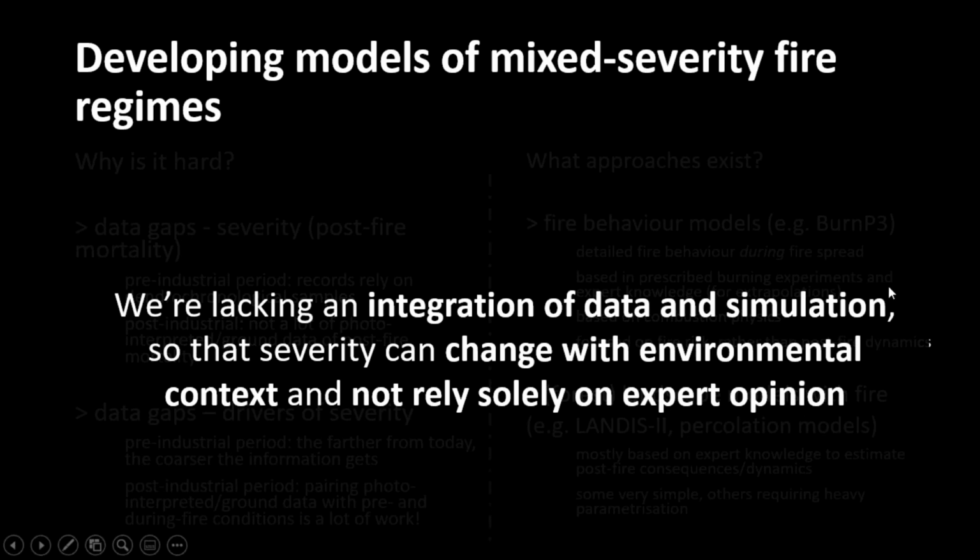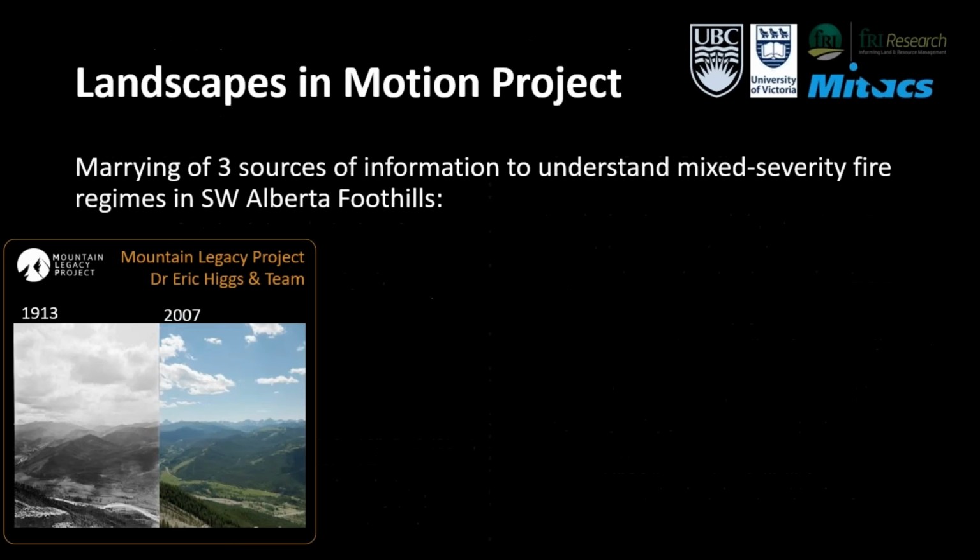And if we do that data integration, what we gain is that severity becomes more flexible and more responsive to changes in environmental context, and we rely less on expert opinion, which we will always need to a certain degree, but the more we can use data, the better. And so that's what the Landscapes in Motion project is all about. It's trying to marry 3 sources of information to understand mixed severity fire regimes in the southwestern Alberta foothills.